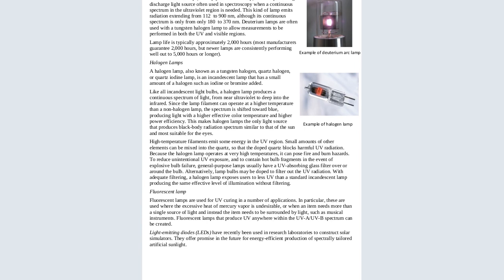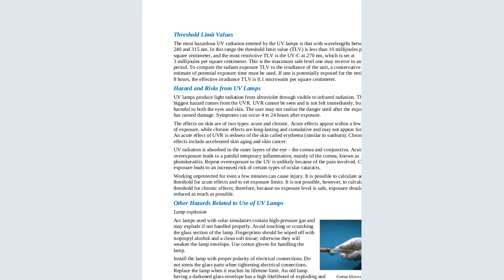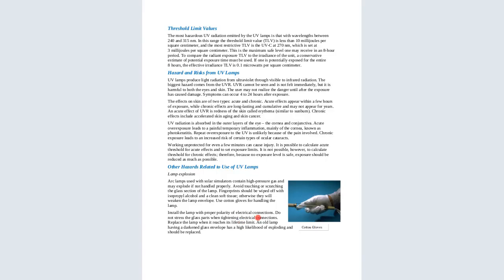And we have the light emitting diodes, the LEDs, which have recently been used in research laboratories to construct solar simulators. They offer promise in the future of energy efficient production of spectrally tailored artificial sunlight. The LEDs are the ones that are mostly used these days because they have very good substances that are able to emit productive light.